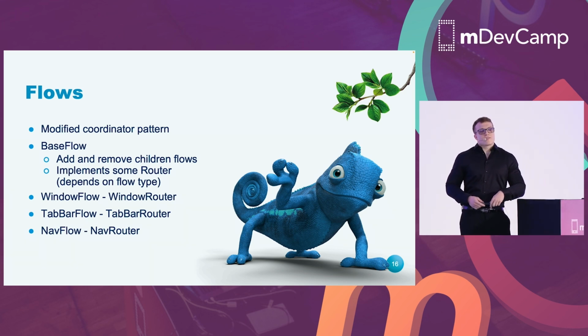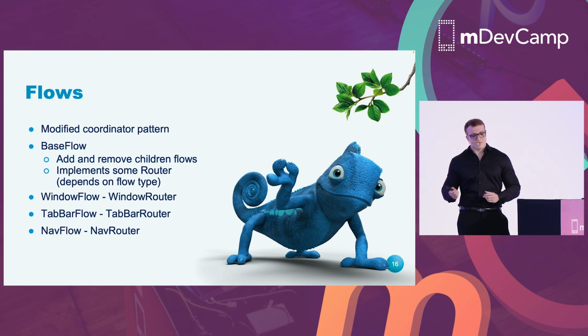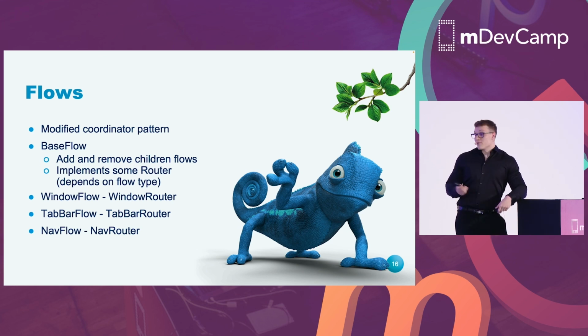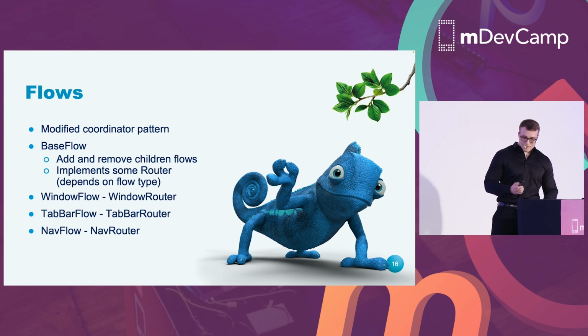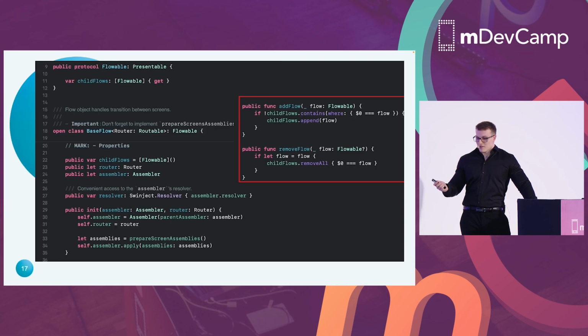Each flow has its router. Router was some kind of object that had a reference to other UIKit objects, like navigation controller, tab bar controller, or UIWindow, and used its APIs to present the screens. So for example, window flow had window router, navigation flow or nav flow had navigation router, and used navigation controller in the background to show next screens. But that might seem boring, so let's look at the code.